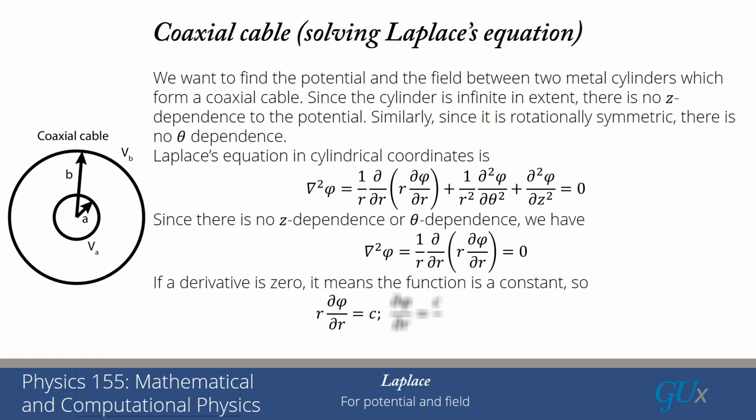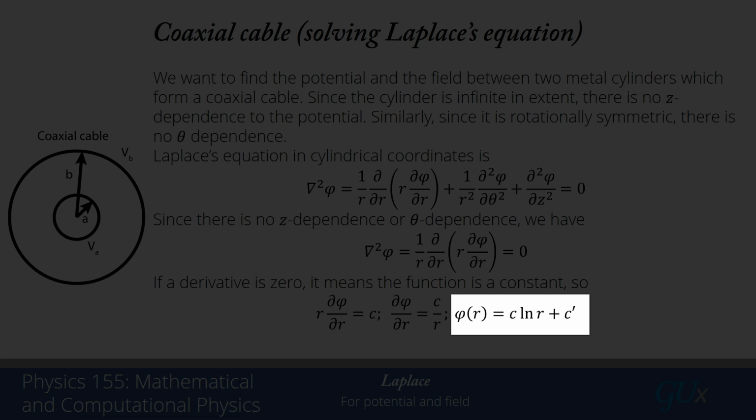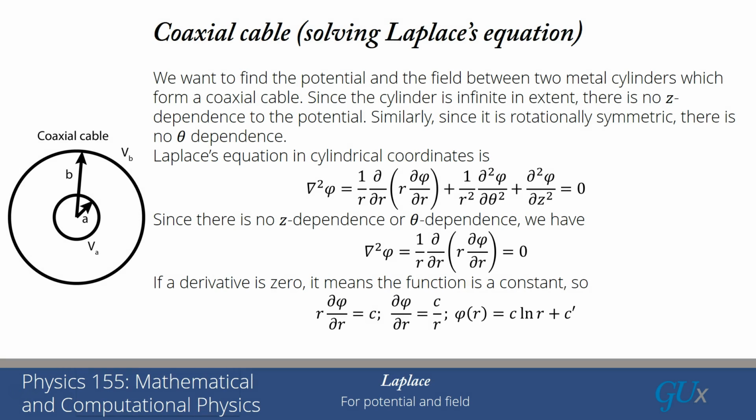That means the thing in the parenthesis is equal to a constant. So we'll write down the thing in the parenthesis is equal to a constant, and then we bring the r over to the other side by dividing by r. And if you like, we move the dr over to the other side as well. And then we can integrate that. And we find that phi is going to be the integral of c over r dr. Well, the integral of 1 over r is just equal to a logarithm plus a constant. So we finally determine that phi of r is some constant c times the logarithm of r plus another constant that we'll call c prime. That is effectively solving Laplace's equation.